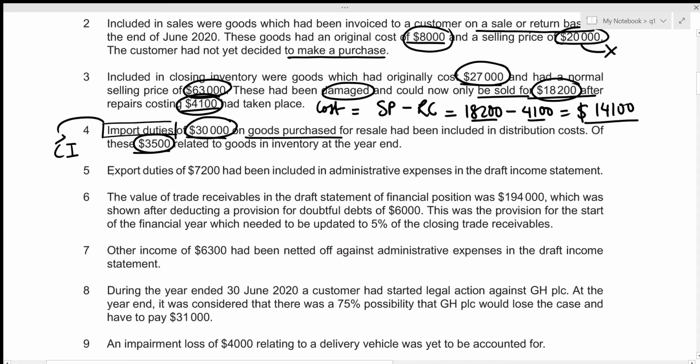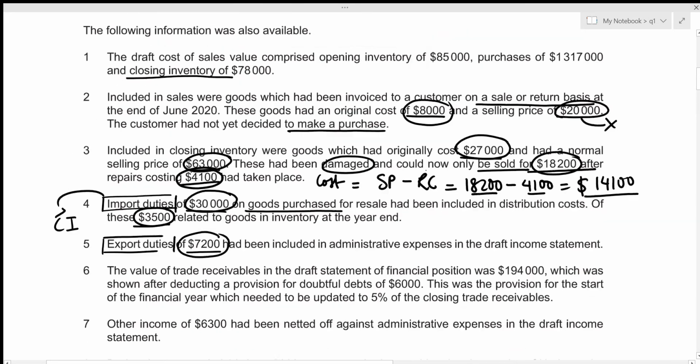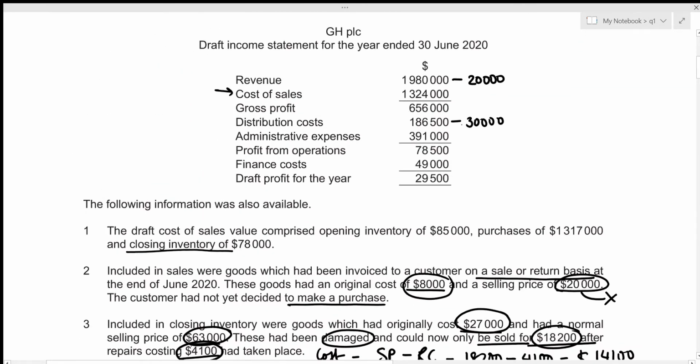Then we're given export duties of 7,200 that had been included in administrative expenses in the draft income statement. But these are export duties, meaning that this is associated with our selling costs or distribution costs. So this should be included in distribution costs rather than our administrative expenses. So I'm just going to include it right here. The 7,200 should be included in our distribution costs rather than the administrative expenses. Okay.